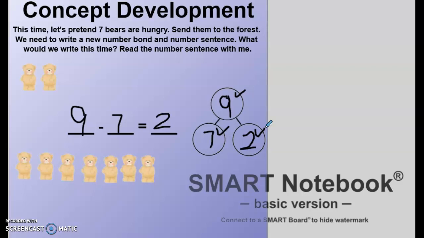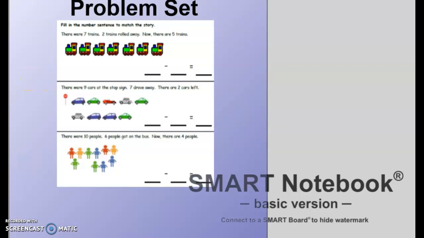Now let's check on our fingers if our number sentence makes sense. So put up 9 fingers, please. And let's take down 7. 1, 2, 3, 4, 5, 6, 7. I took away 7 because 7 bears went to the woods. How many fingers do you have left? 2. Very good.